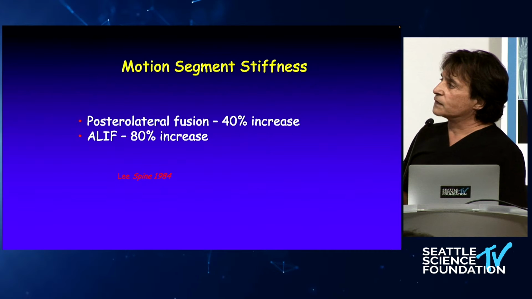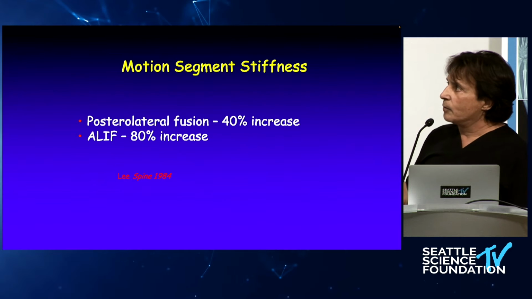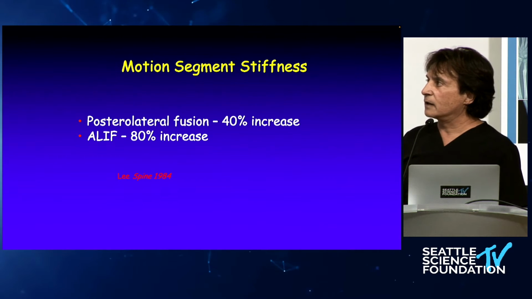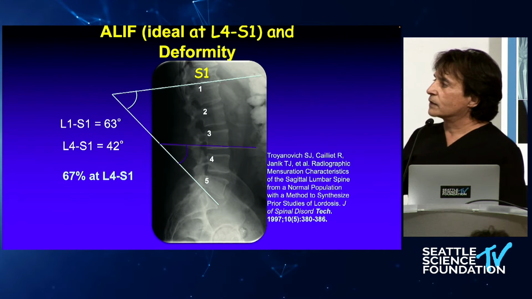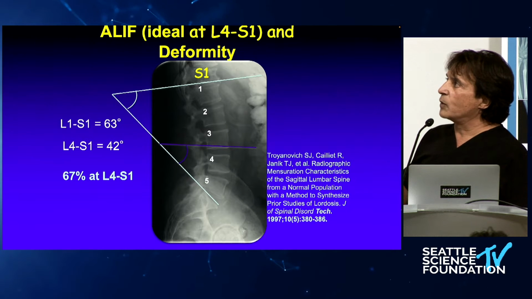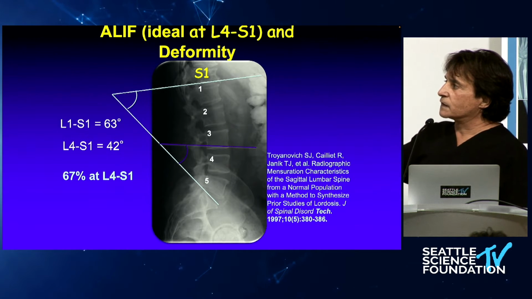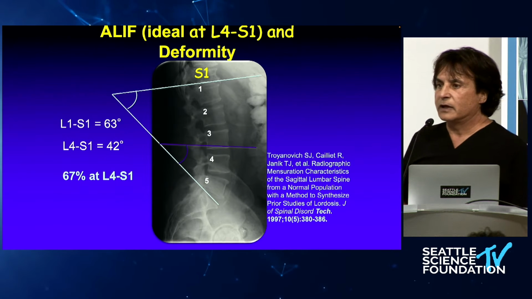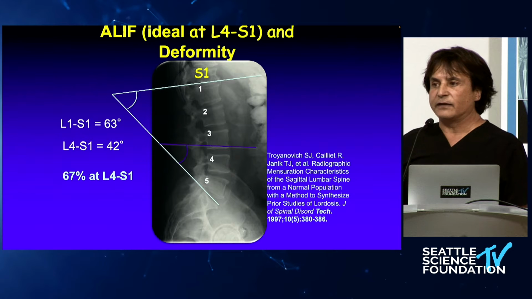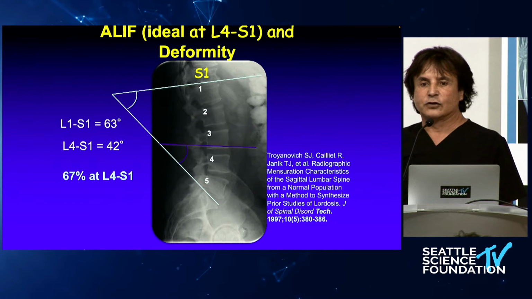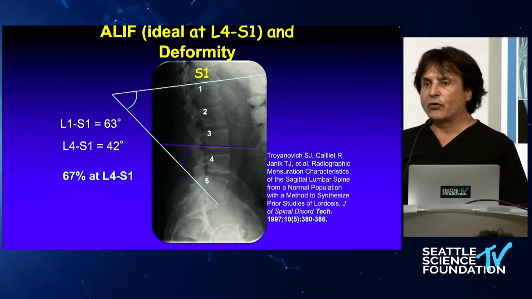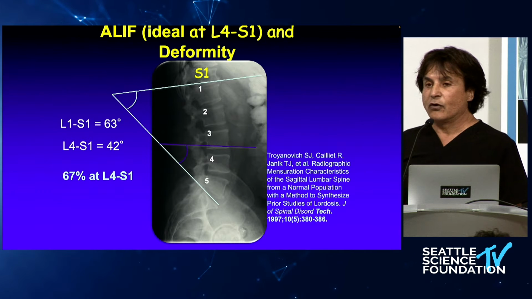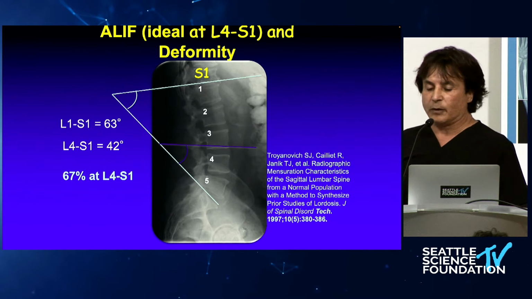From an ALIF standpoint, you improve the motion segment stiffness significantly more than dealing with a posterolateral fusion. Also, look at this. Most of the lordosis is established at the L4-5 and L5-S1 level. That's where you get most of the lordosis. At these two levels, almost 70%. So that's why it's so important when you're dealing with L4-5 and L5-S1 that you can restore that lordosis. Because if you don't, or you give them kyphosis, then you've got a real problem.